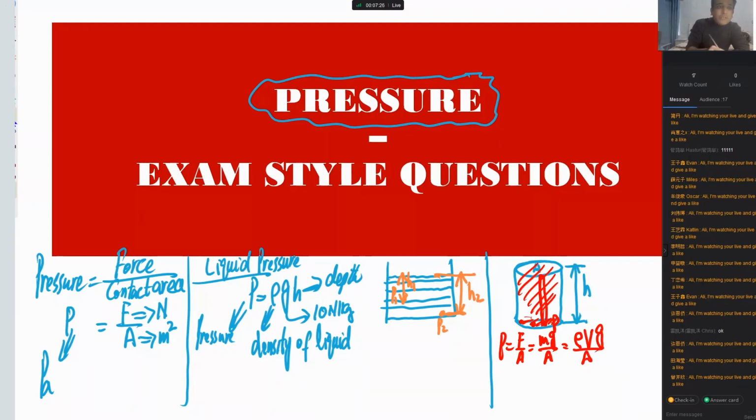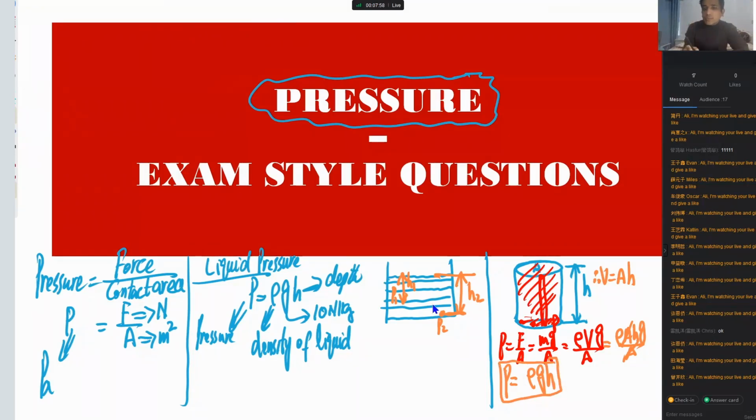Now we are talking about a cylinder. What is the volume of a cylinder? V is equal to cross-sectional area times height. So we replace volume with A times H, times G, divided by A. A cancels with A, so we get P equal to rho GH. This is how you can find the value of P.